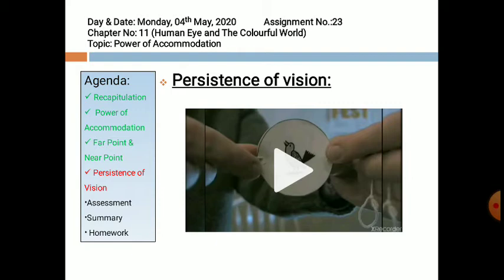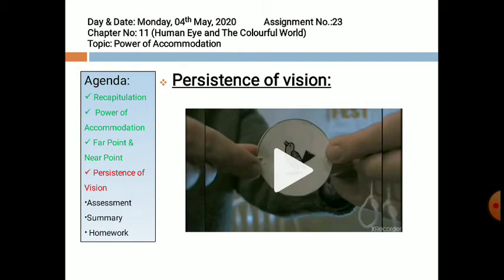Now coming to persistence of vision. It is the impression of an object seen by the eye that persists on the retina for 1/16th of a second even after the object is removed. If another object is seen before this time, the impression of the two merges to give us the sensation of continuity.